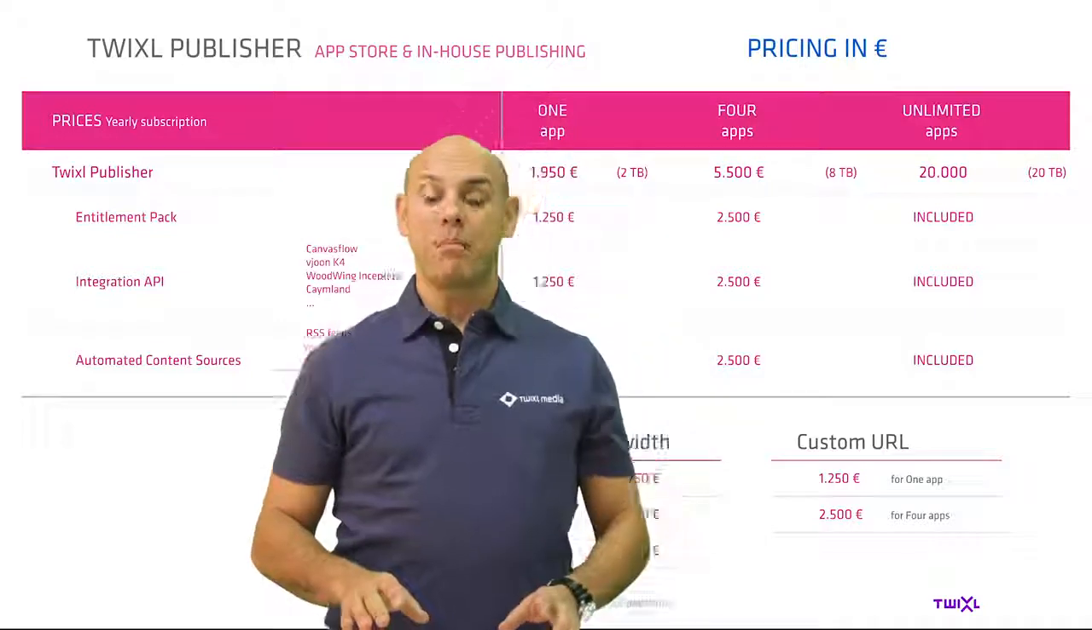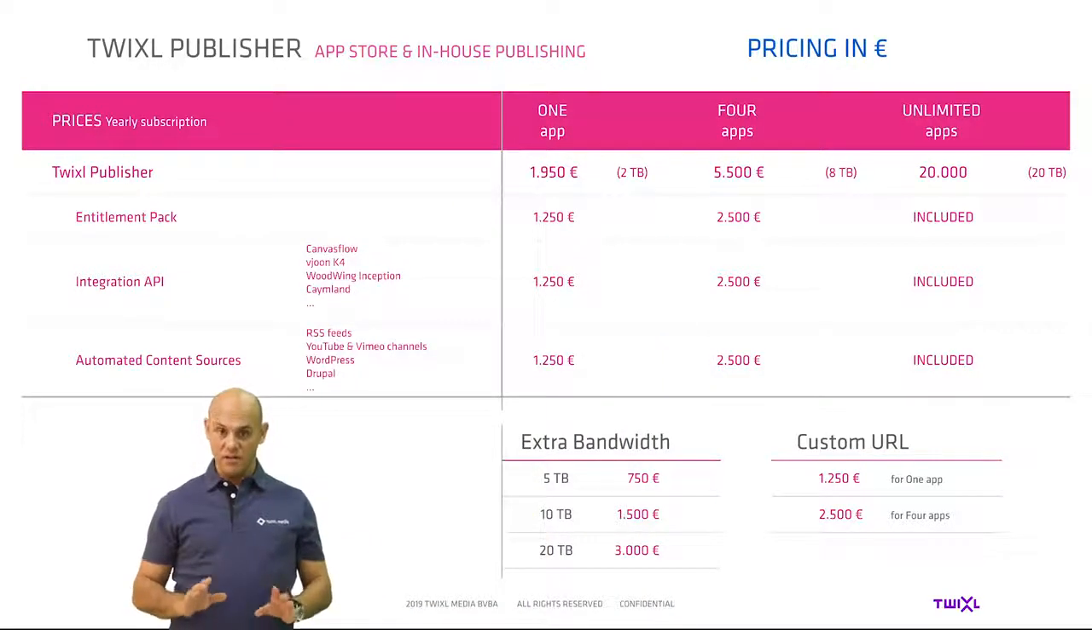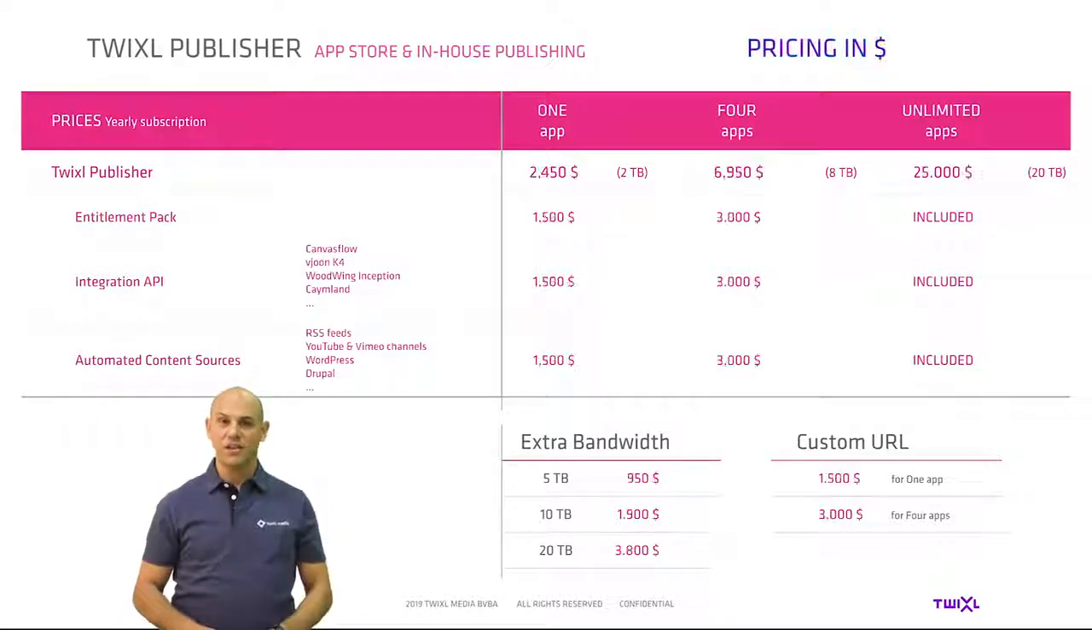What's it worth to you? Would it be 10,000 euros for one app? We hear that some of our competitors do have the nerve to charge up to 60,000 just for one app. Twixl Publisher starts at €1,950 per app per year. If you need to add the entitlement pack or the integration API, we charge an extra €1,250 for each. You think we're kidding? We're not. Just trying to offer you a fully featured solution for a fair price.